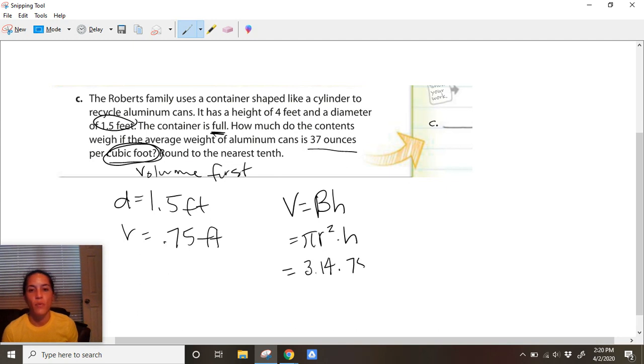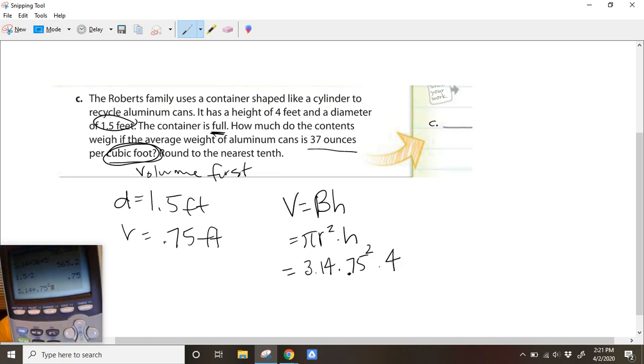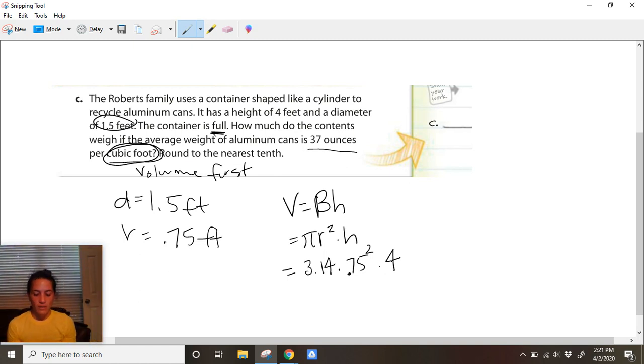3.14 times 0.75 squared times, what's the height again? 4. So we type that into our calculator: 3.14 times 0.75 squared. I don't know 0.75 squared offhand, so I'm going to show you. I'm typing in 0.75 squared times 4, and we get the volume 7.065.